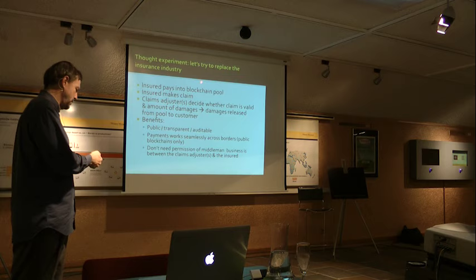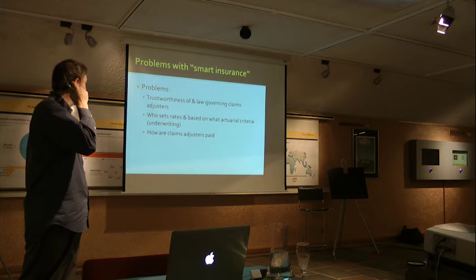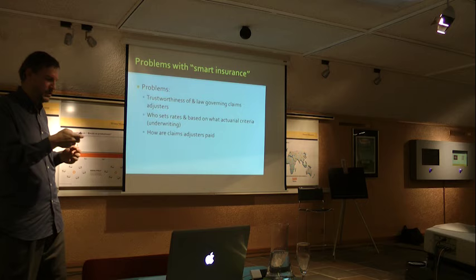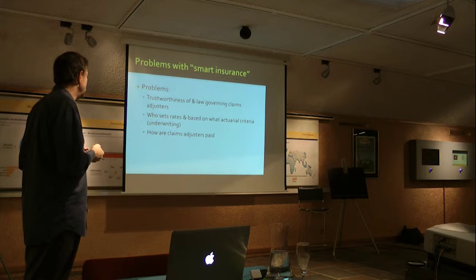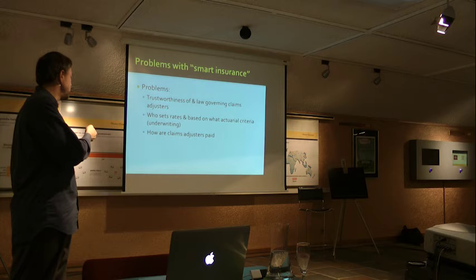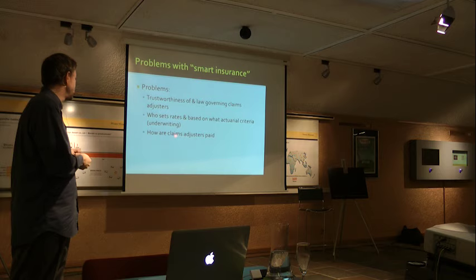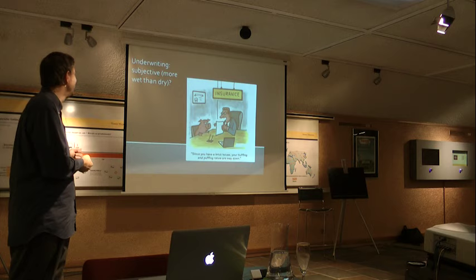However, there are problems. Trustworthiness, and the laws governing claims adjusters: the current system is highly evolved to be a reasonably incentive-compatible system for claims adjustment, and we're kind of throwing that all out with this. And who sets rates, and based on what actual criteria? The underwriting. We've totally ignored that issue, and of course how claims adjusters are paid. So really we haven't got very far. But it's an interesting exercise to see how far you can get.